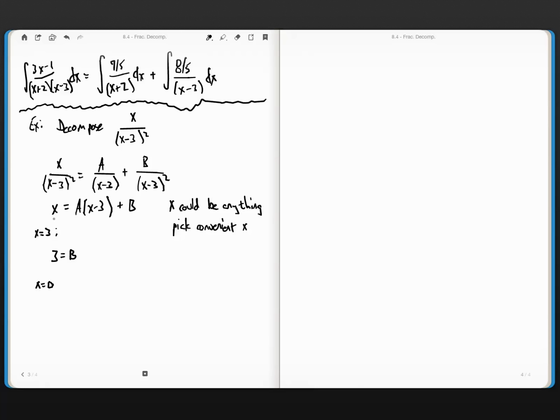And then this becomes 0 equals a times, well, that becomes negative 3a plus b. But I know what b is, so this becomes, let's see, 3a equals b, so that means that a must equal 1.